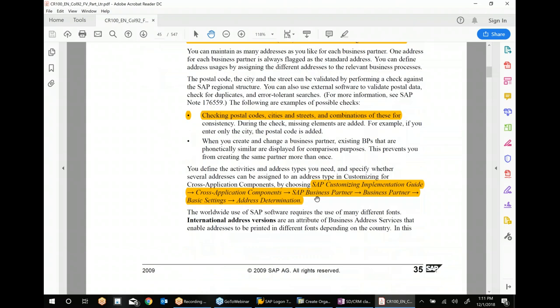This is address determination. If you want, you can make a note of this also, which is called SAP customizing, cross application, business partner, basic setting, address determination. So make a note of this menu path also, where the business partner address can be defined. So this is address determination, this is the configuration.